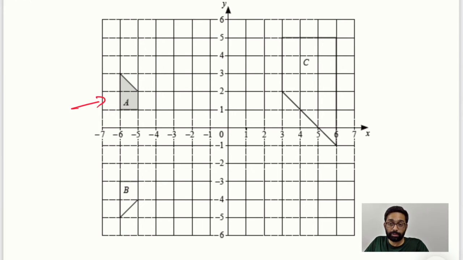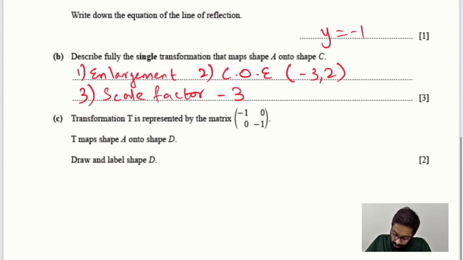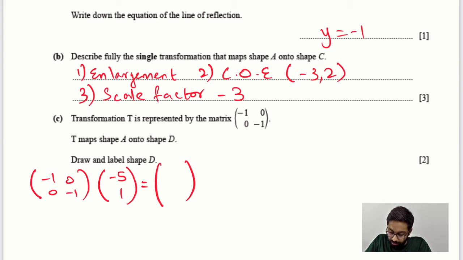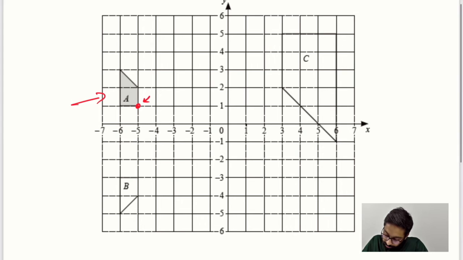A is being mapped onto shape D by a transformation. That means all the coordinates of shape A will be multiplied by that matrix, and you'll get the coordinates of D. So let's multiply the coordinates of this point first. The coordinates of this point are minus 5 and 1. So if you multiply minus 1, 0, 0, minus 1 by minus 5 and 1, what do you get? Minus 5 gets multiplied by minus 1, you get 5. Minus 1 gets multiplied by 1, you get minus 1. So the first point is 5 and minus 1 right here.